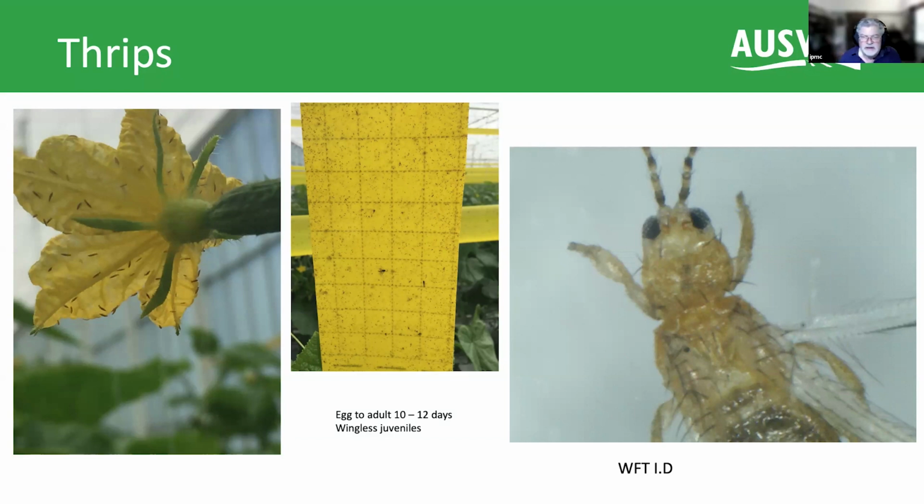There's a couple of other taxonomic tricks to being able to confirm that, but without that microscope, it's very difficult to confirm thrip species and to know whether you've got a virus vector in the crop or just a plague thrips that will maybe do some feeding damage, but certainly isn't a virus threat.